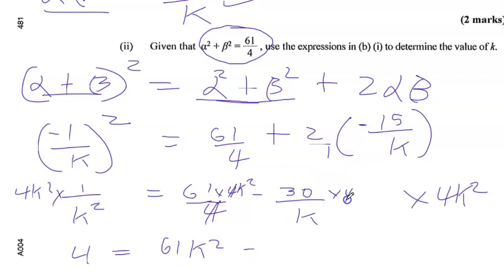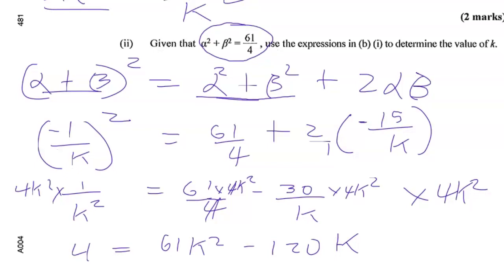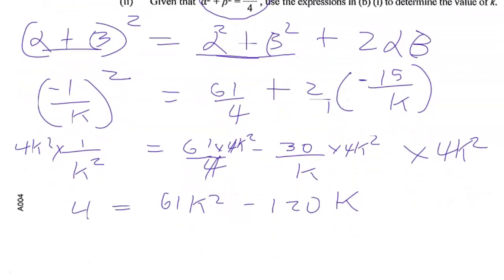Multiply this by 4k squared, so we multiply each term on both sides by 4k squared. Negative 30 times 4, that's negative 120. And k into k squared, that's just k. So we end up with a quadratic. To solve the quadratic, we want to group everything on the one side. So we can just group the 4 on the right hand side. So we end up with 0 equal to 61k squared minus 120k. Group the 4 on the other side, that's negative 4.